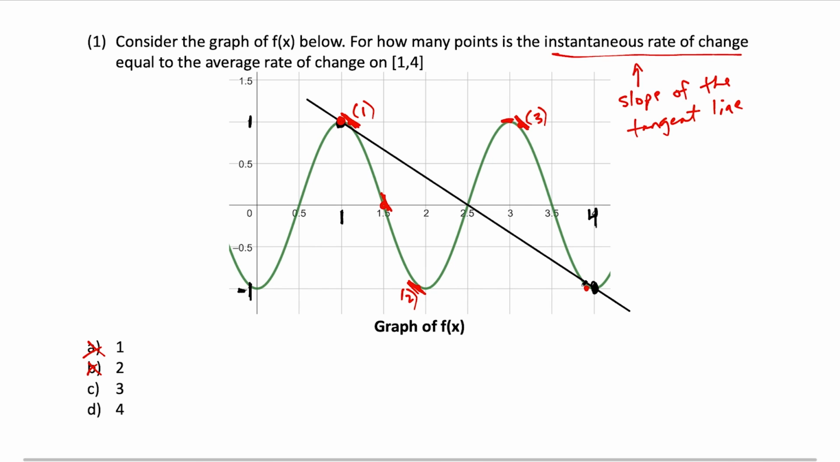Let me just draw that a little bit neater. So this, we have to just draw them parallel like this. So this is the 4th time that it happens. So choice C is out. Choice D is our solution.